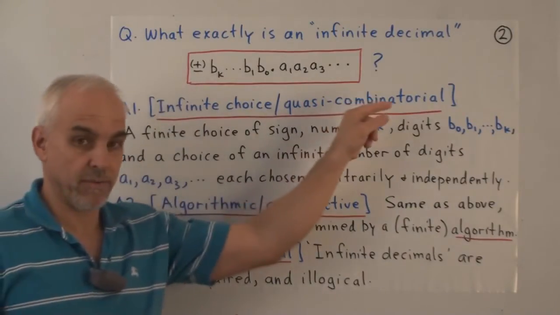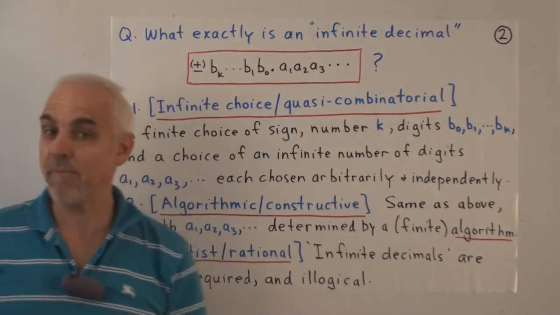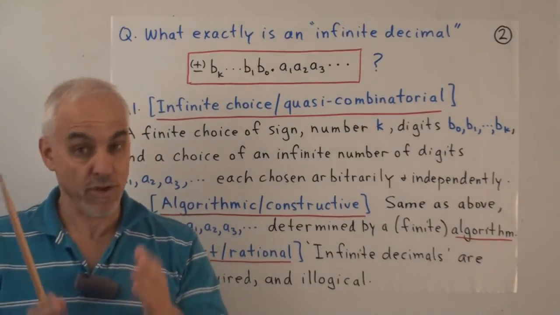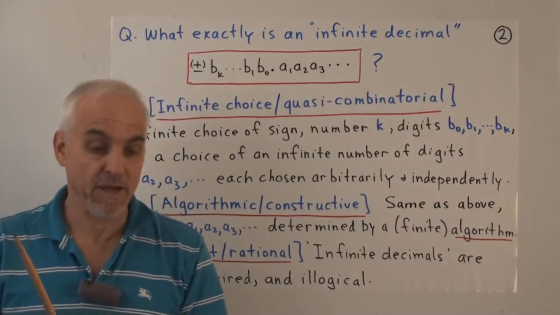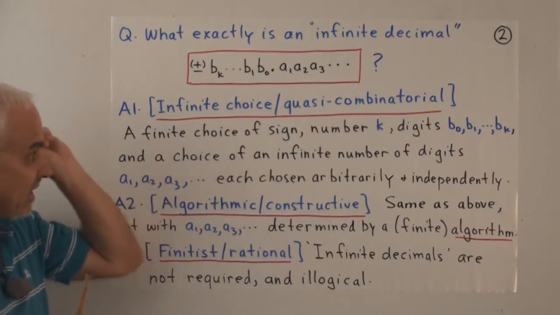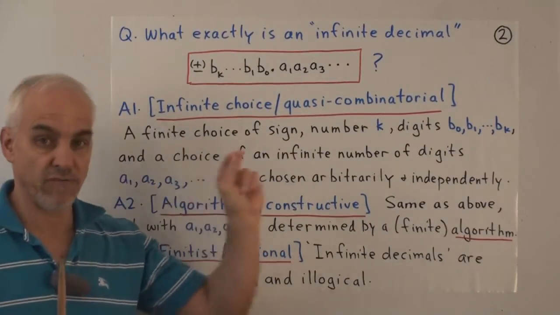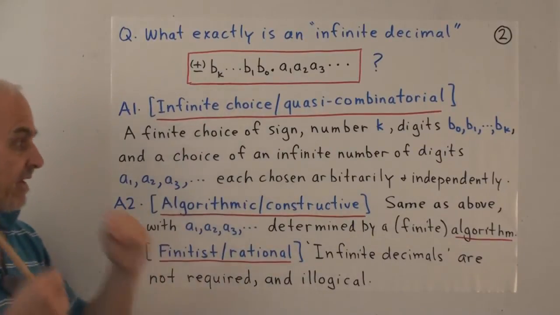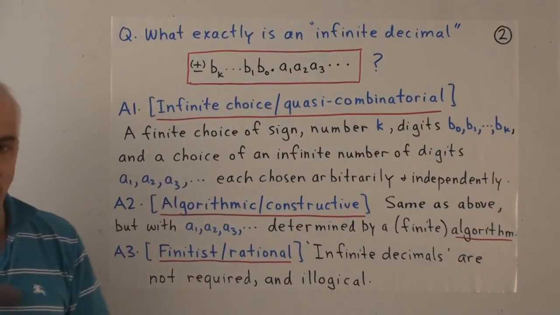And you keep going. There doesn't have to be a pattern to your choices. There can be a pattern, but if there is a pattern, you can keep it to yourself. Ultimately, what's required is the infinite string of choices that you're making. And that is what an infinite decimal is.